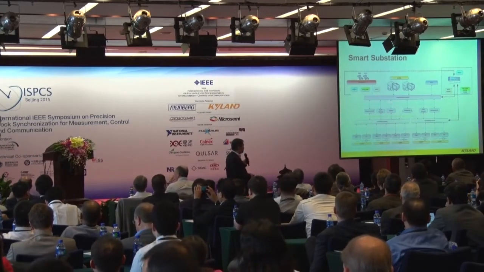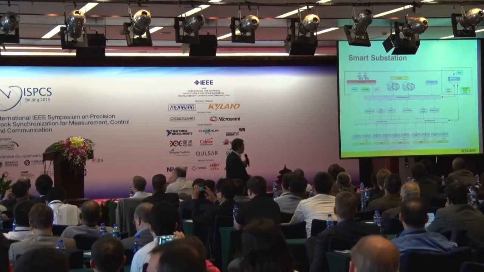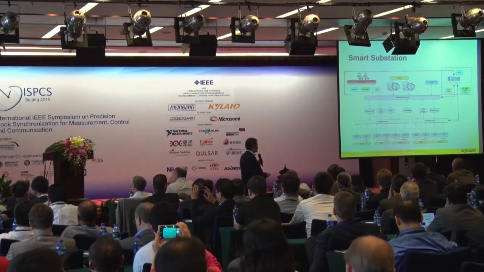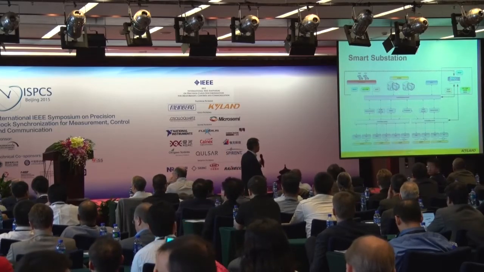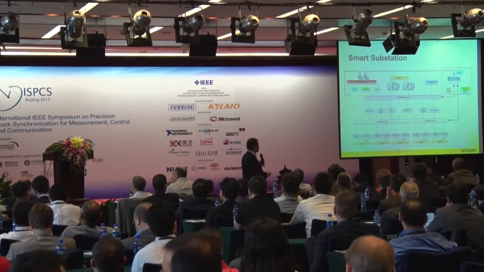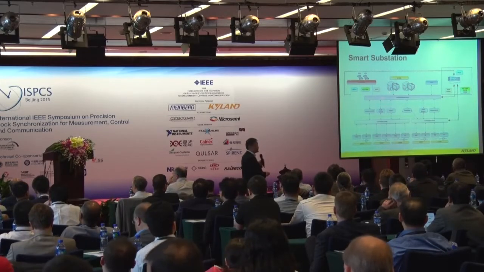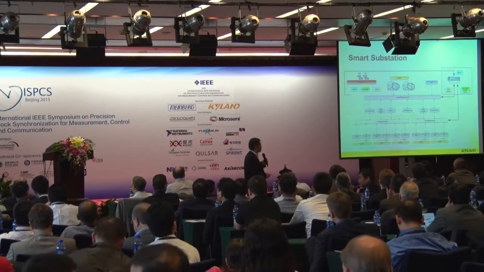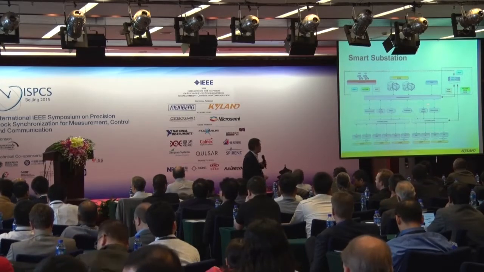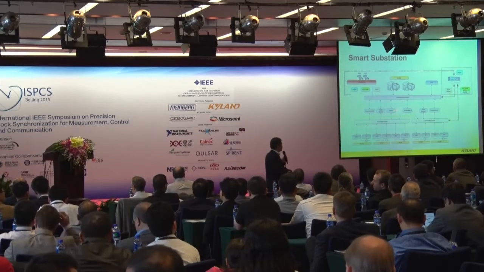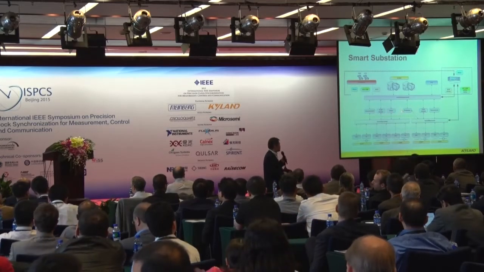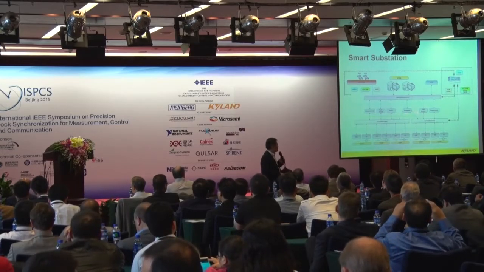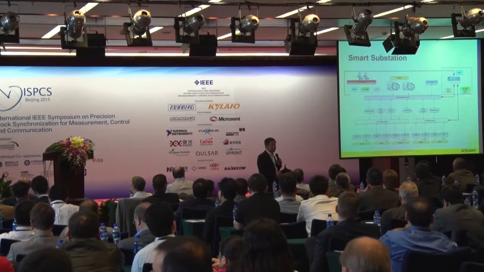One is the substation layer, the second is the bay layer, and the third is the process layer. Different layers have different time accuracy requirements. For the substation layer, we mostly use NTP for time synchronization, with a time accuracy of several milliseconds. For the bay layer, we mostly use IRIG-B, though some substations also use 1588. The requirement is 1 millisecond, or better than 1 millisecond.